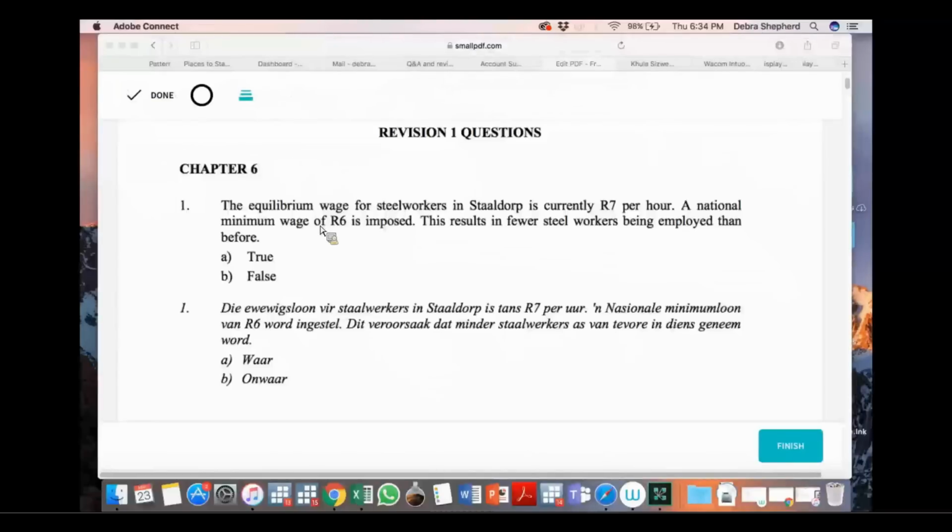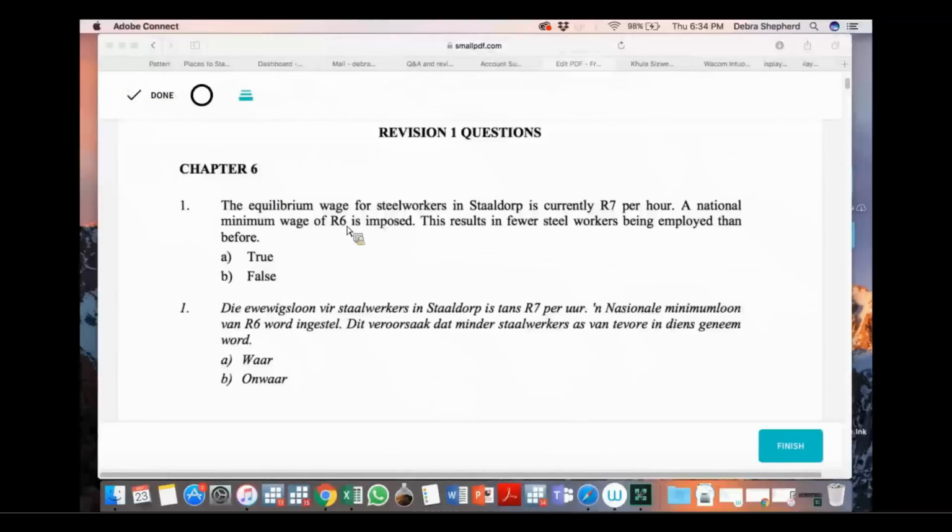So basically, this question says the equilibrium wage for steel workers in Staldorp is currently 7 Rand per hour. A national minimum wage of 6 Rand is imposed. This results in fewer steel workers being employed than before.